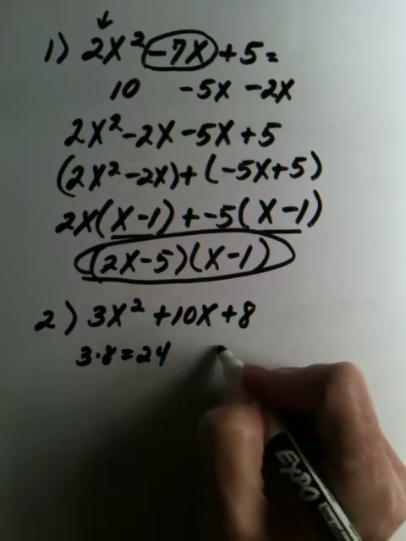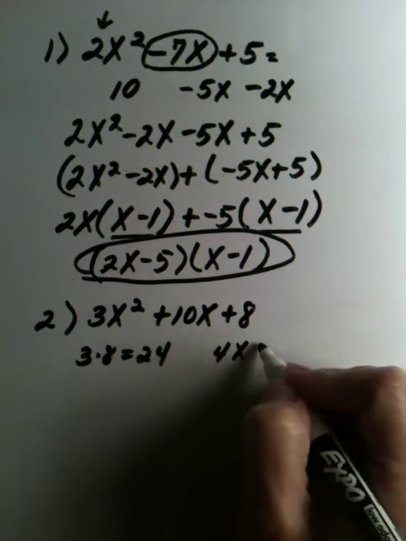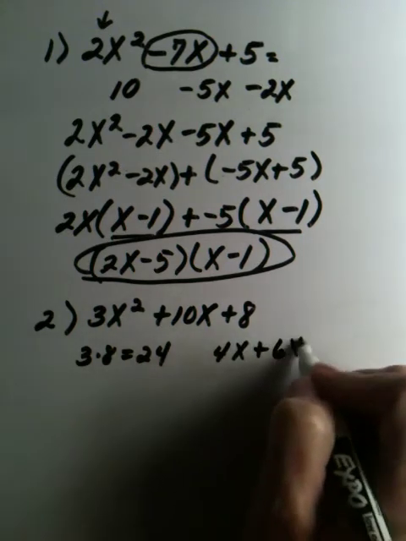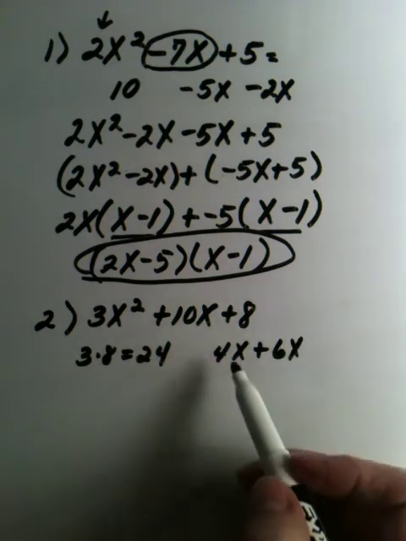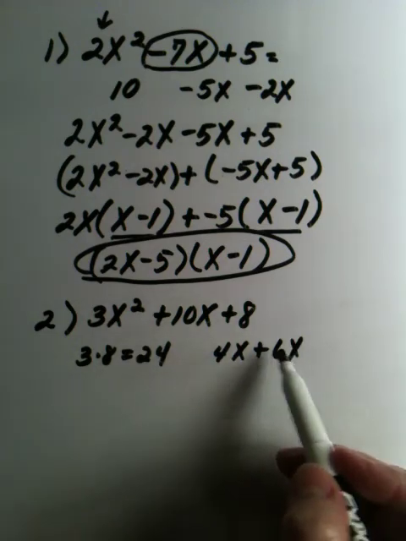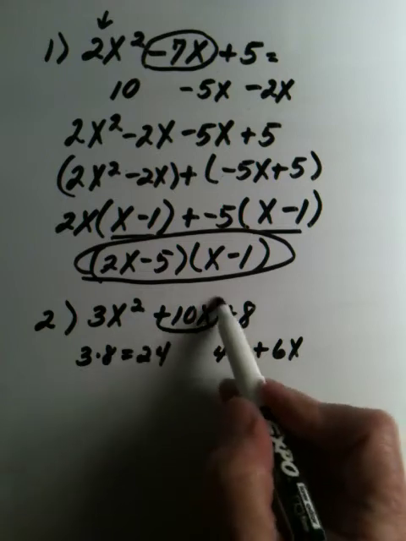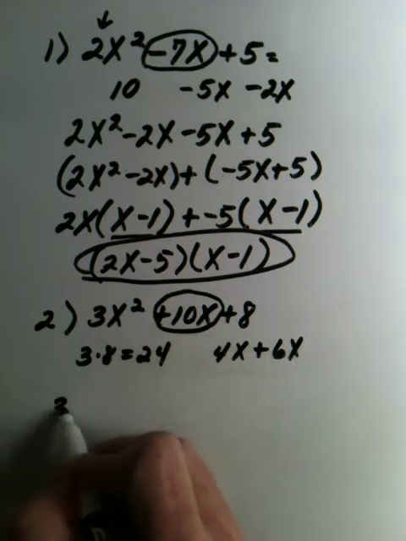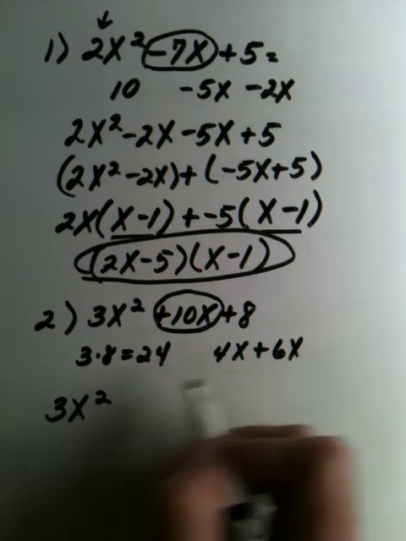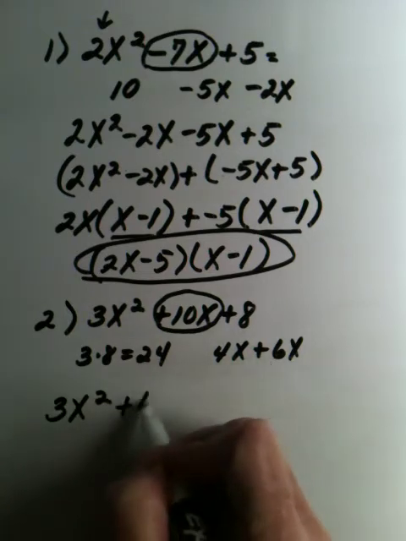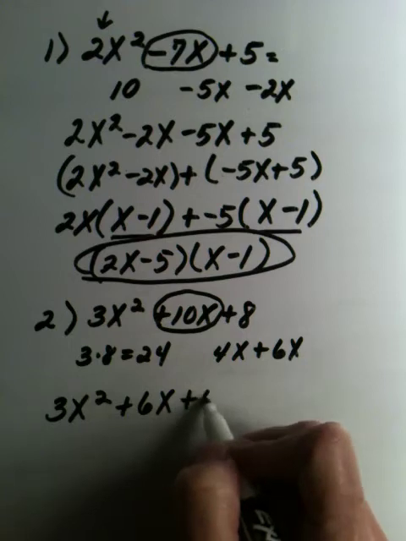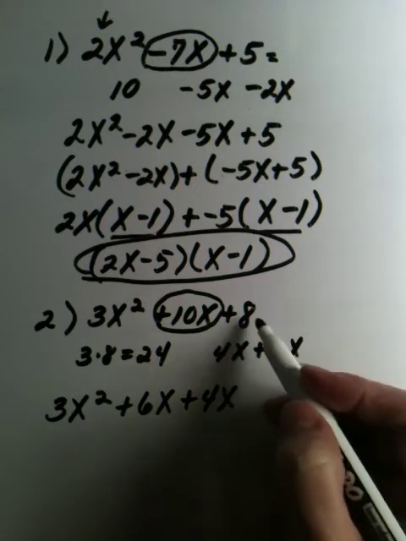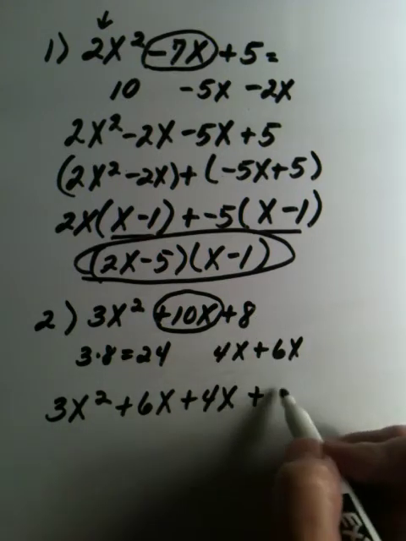Therefore, we need to use 4 and 6. We're going to take 4x and 6x, replace the middle term 10x with 4x and 6x. Rewrite the problem, 3x squared. We're going to plug in 6x and 4x instead of 10x, and then the plus 8 on the end.